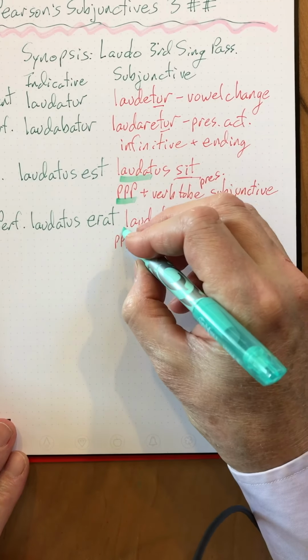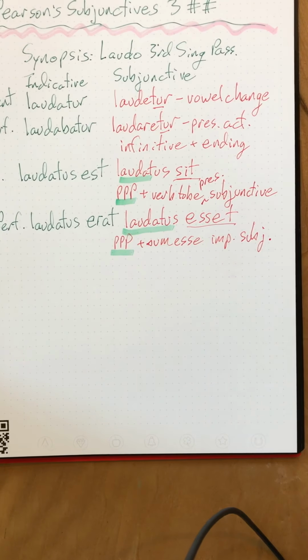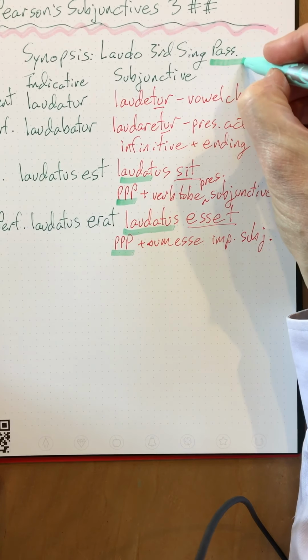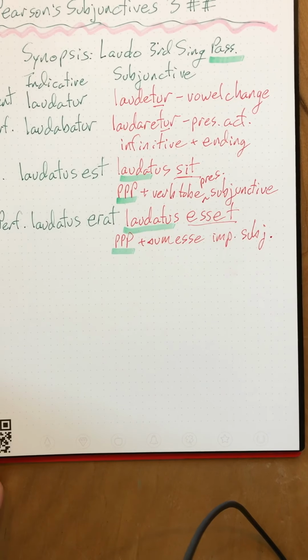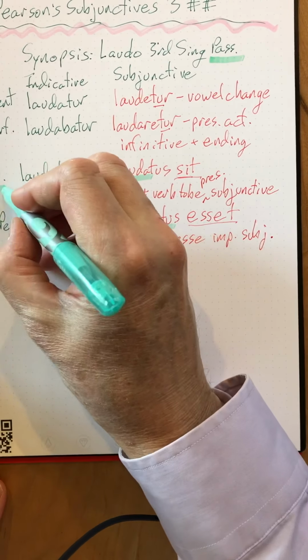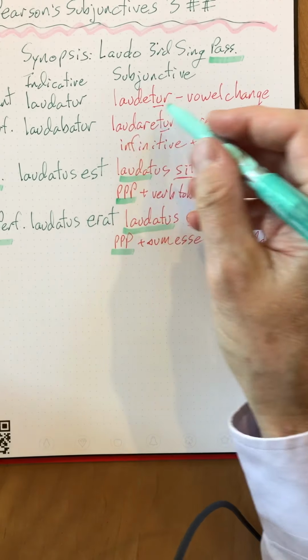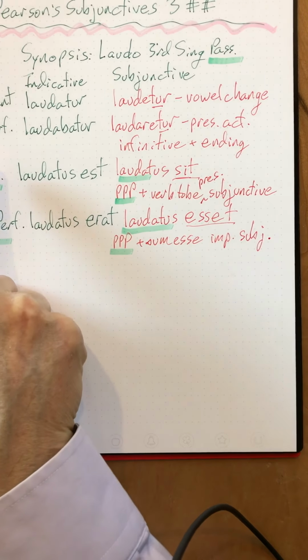Okay. So that's what I wanted to show you, is the change that you get when you go from active to passive in the subjunctive. It's really just these tenses, the perfect and the pluperfect passive, that you have to learn anew. The present and the imperfect are very much the same as the present and imperfect active.